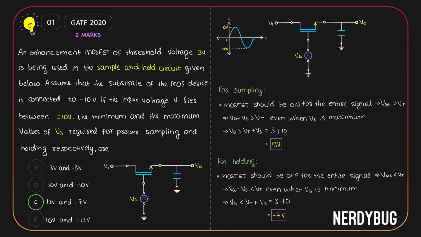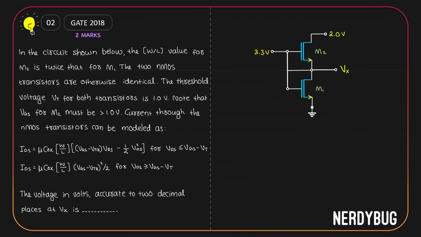Option C is the correct answer. Let us see the next problem. In the given circuit, the W by L value for M2 is twice that for M1. Otherwise, they are identical. The threshold voltage for both transistors is 1 volt. It is also given that VGS for M2 must be greater than 1 volt.